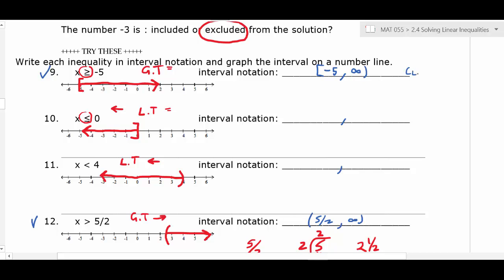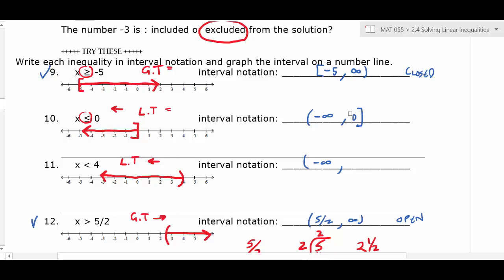So this one we would call a closed interval. This one we would call an open interval. The -5 is closed. Now we're looking at less than. Less than means that you're going to the left, so the infinity goes on the left. But we use negative infinity with parentheses. The end point on this one is 0 with the bracket.